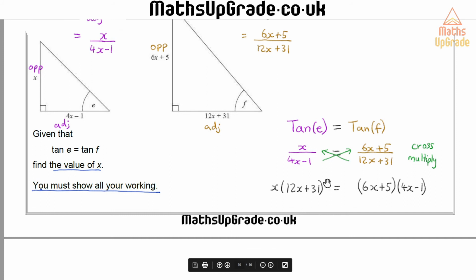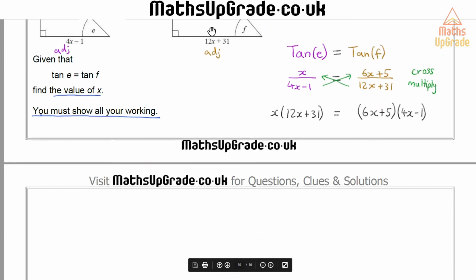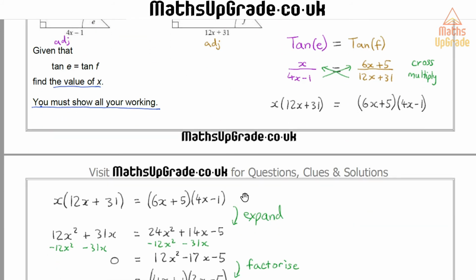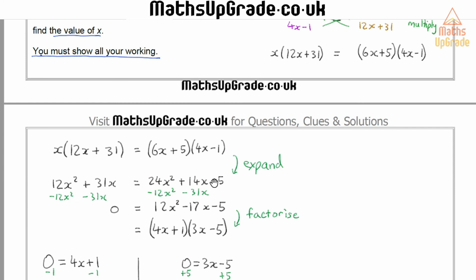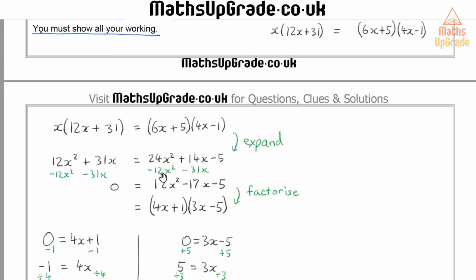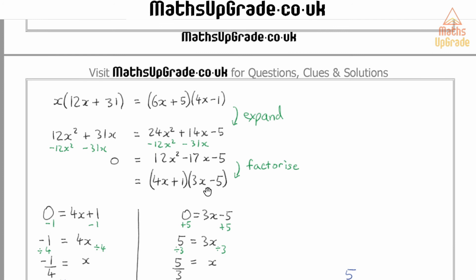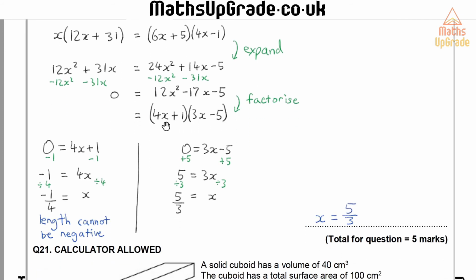So you can see it's starting to look like a quadratic. I just need to expand the brackets now. So when I'm expanding the brackets, I'll get this. I can see there's more x squared on the right hand side, so I'm just going to subtract both of these terms from both sides to give me 12x squared minus 17x minus 5, which equals 0. I can factorize this, and that's what I'm going to do here. And then I get corresponding values of x as being negative 1/4 and 5/3.